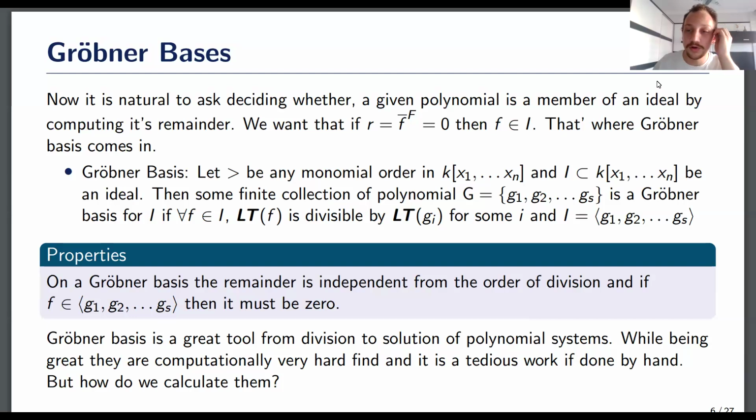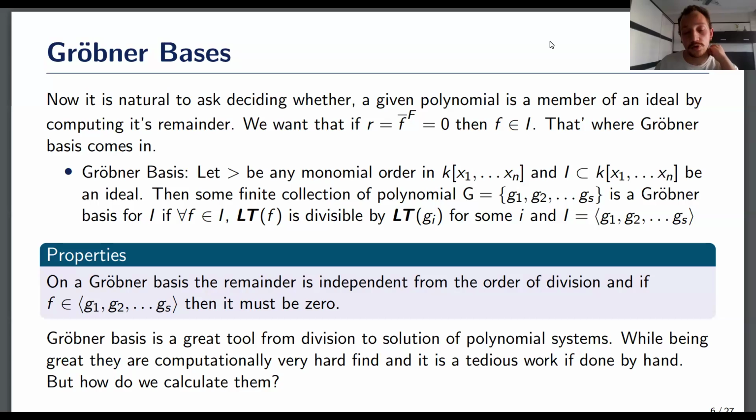let this be a monomial order in the polynomial ring, and let I be an ideal. Then a finite collection of polynomials G is a Gröbner basis for I if for every element in I, the leading term is divisible by the leading term of some polynomial in the Gröbner basis. What this does for us is, if R is not zero, then R is not in the ideal. And if R is in the ideal, then it can be divided by some of the polynomials in G. Thus, by the definition of the Gröbner basis, every remainder in the Gröbner basis must be unique.